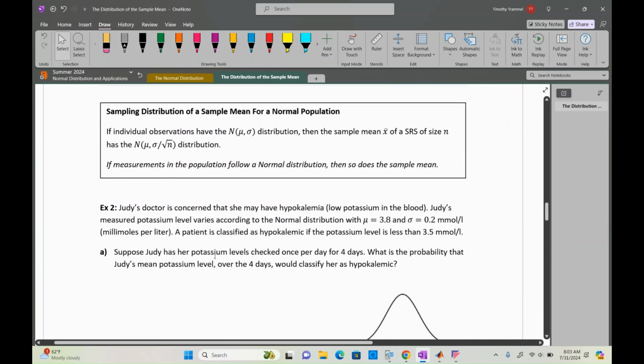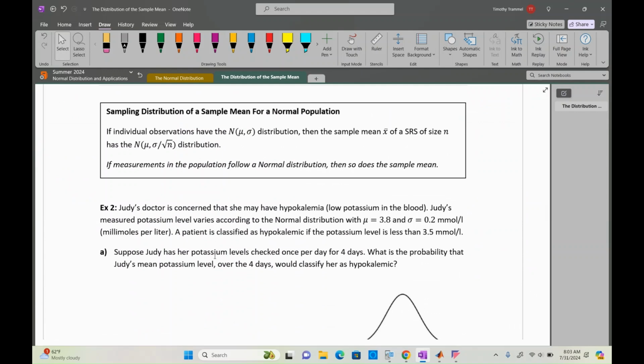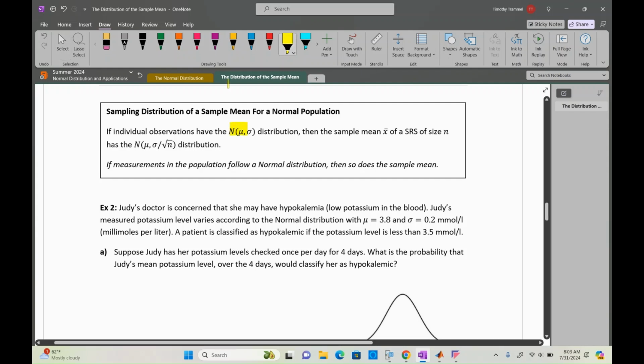All right. So this here in the box is something I've actually already mentioned, which is that if you sample from a normal distribution, the sampling distribution will be normal as well. That's what this box is telling us. And specifically, it is telling us that if this is the normal distribution that we're sampling from, this is what the sampling distribution will look like.